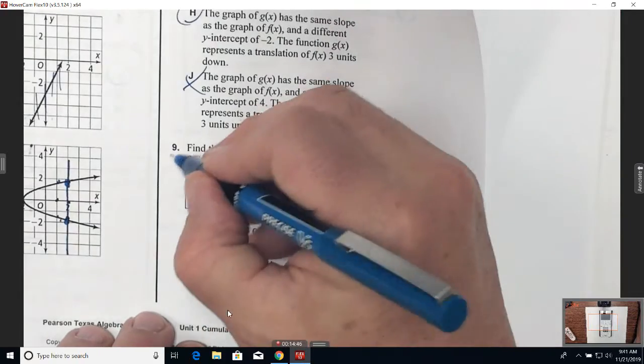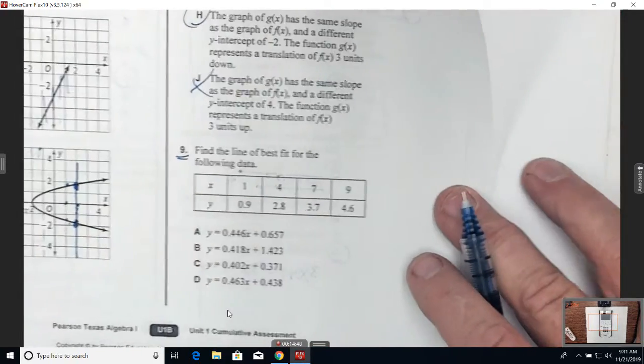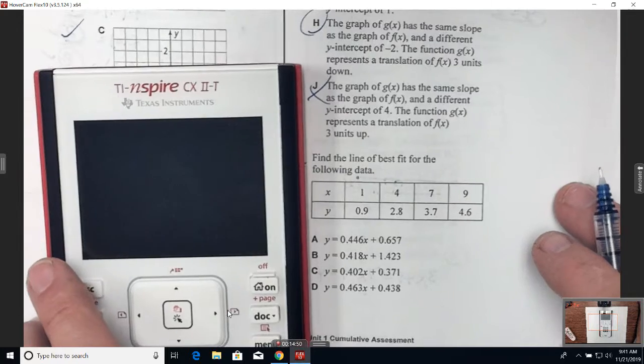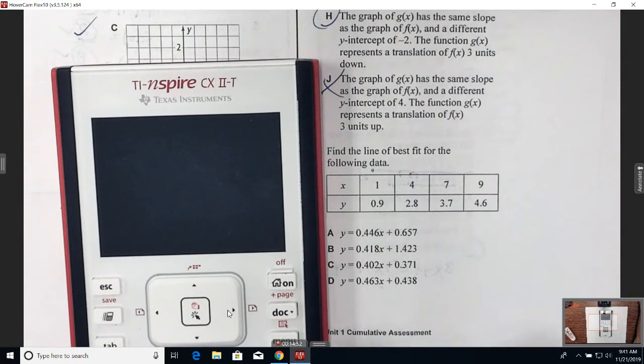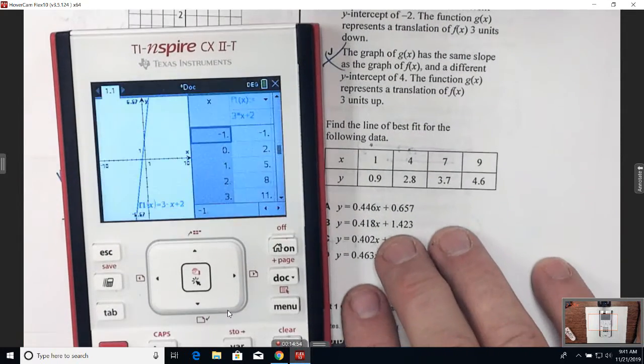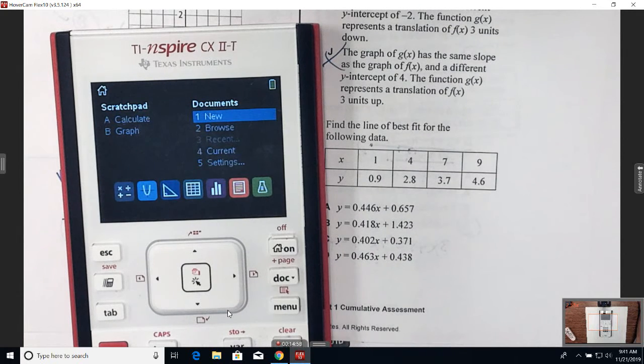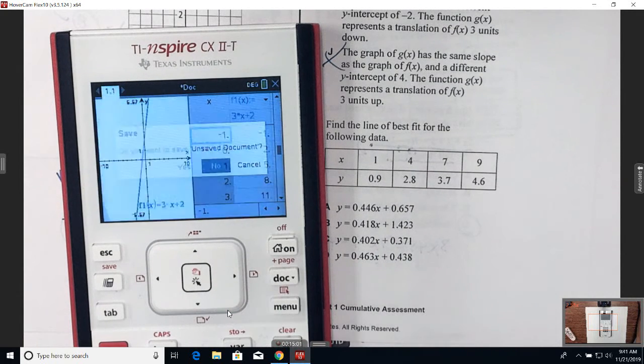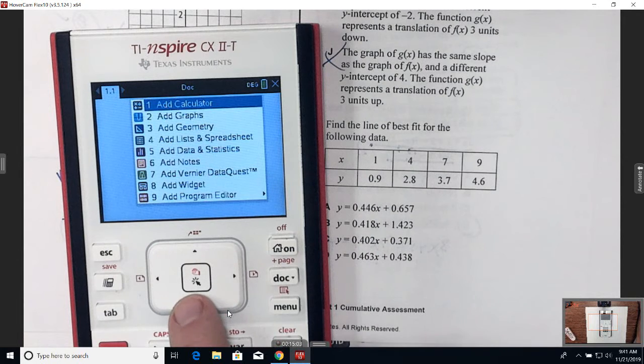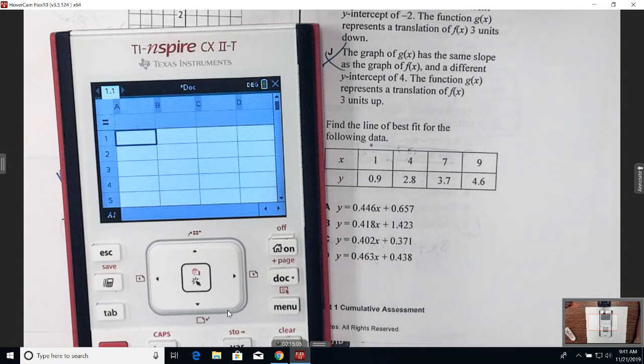Alright, so look at this one. This one's a calculator problem, number 9. Find the line of best fit for this data. How do you do that? How do you find a line that goes through this data? Yeah. So cut on your calculator. Go to your home screen. Go to New Document. Don't save my last one. And then we're going to add lists and spreadsheets.